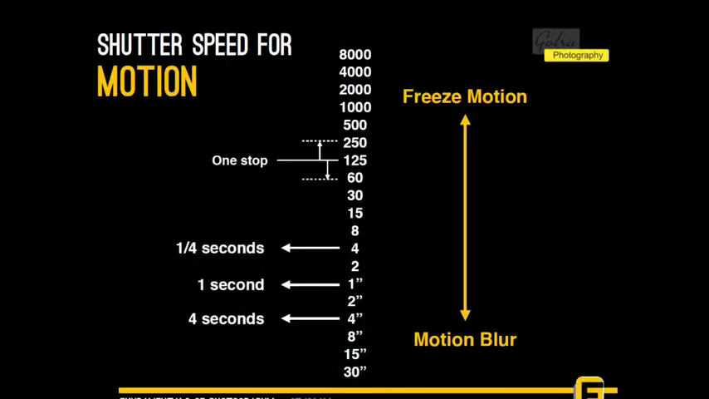So let's go over here. If your shutter speed is very slow, you will get a motion blur. But if your shutter speed is very fast, you will get a frozen motion, but you need extra lights. And here you need to remove as much light as you can.